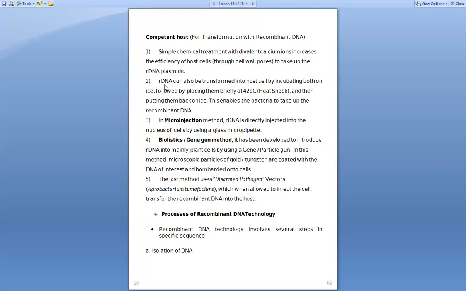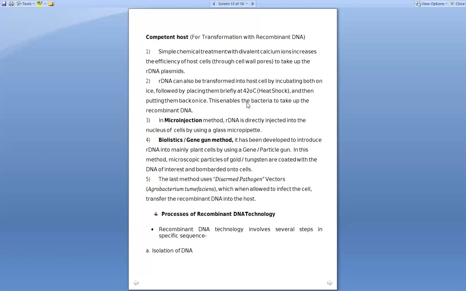The second method is that the rDNA can also be transformed into the host cell by incubating both on ice, followed by placing them briefly at 42 degrees Celsius, that is heat shock, and then putting them back on ice, right? This enables the bacteria to take up the recombinant DNA.